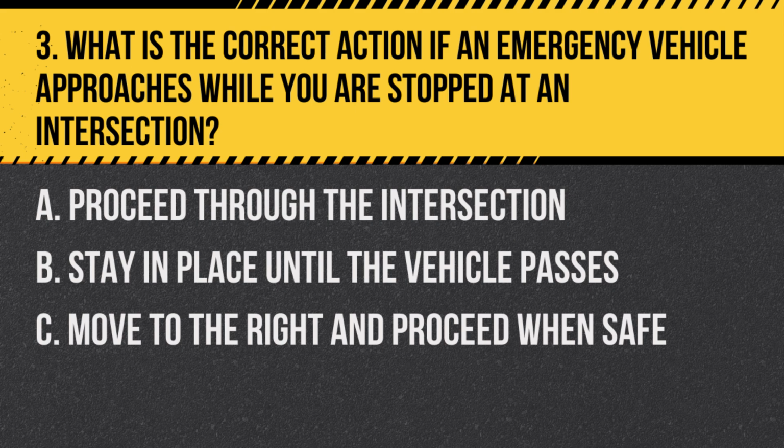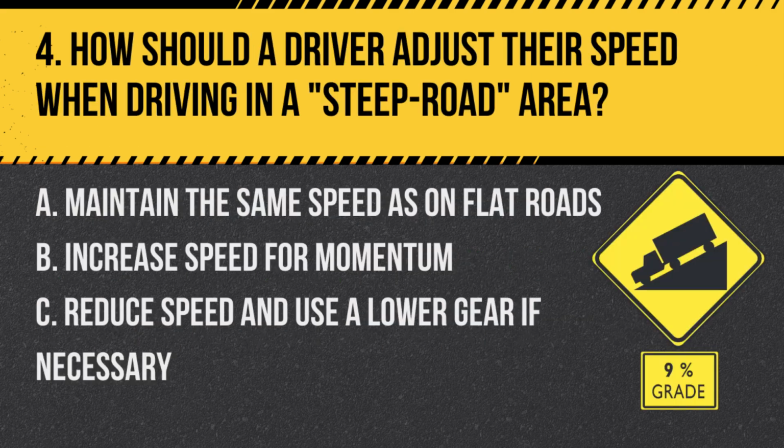Question 3. What is the correct action if an emergency vehicle approaches while you are stopped at an intersection? A. Proceed through the intersection. B. Stay in place until the vehicle passes. C. Move to the right and proceed when safe. Answer B. Stay in place until the vehicle passes. If an emergency vehicle approaches while you're stopped at an intersection, stay in place until it passes, then proceed when safe.